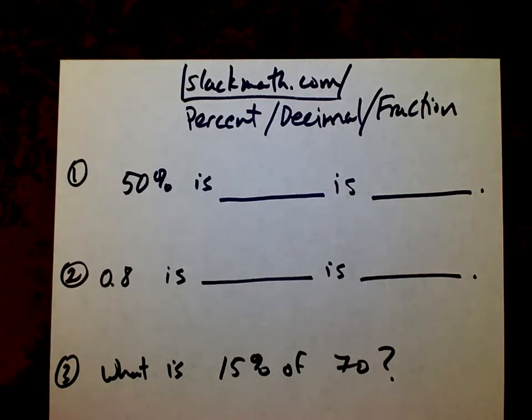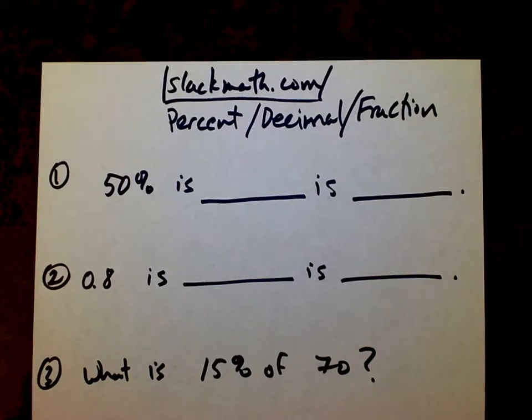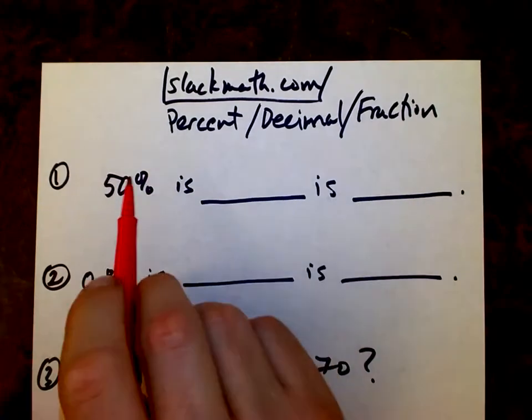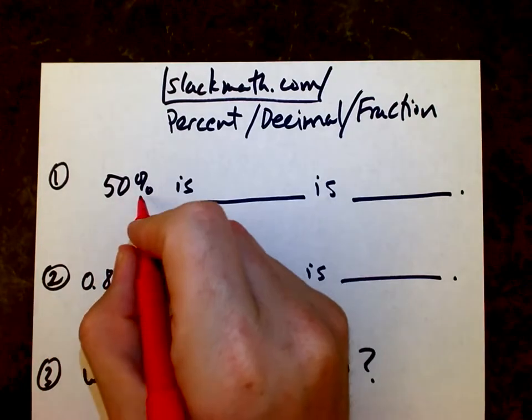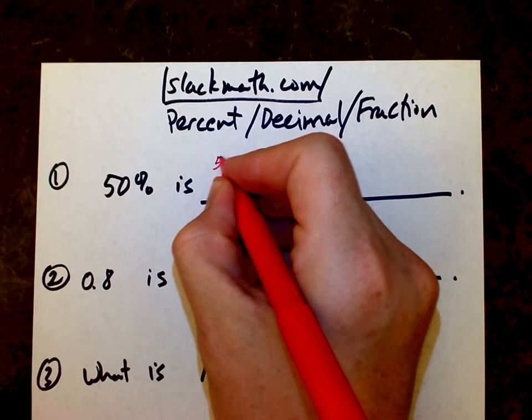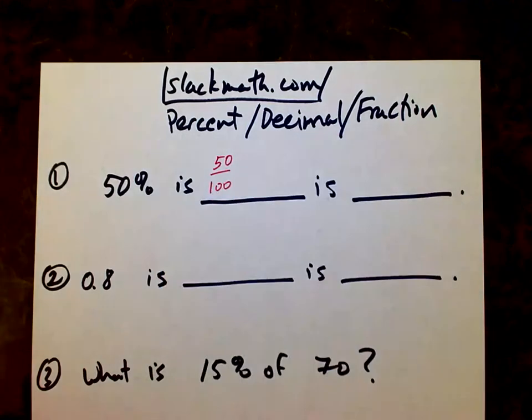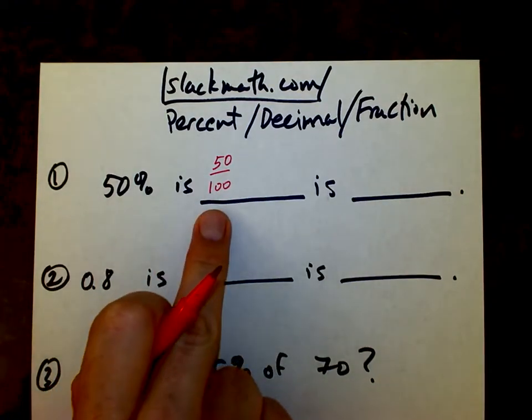Here's a quick review on percents, decimals, and fractions. Just a very small bit, a couple of quick things to think about or to remind yourself how this works. 50%, well, percent means out of 100. In other words, 50 out of 100. 50% is equal to that.